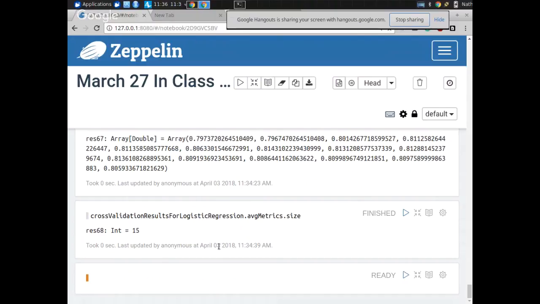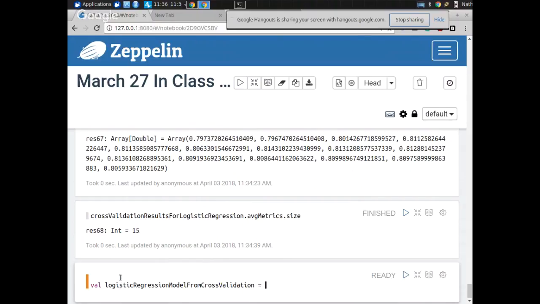So what we're going to do is take a val logistic regression model from cross-validation. And this is going to equal the cross-validation results here for logistic regression. And we're going to say dot, and guess what? It's not actually doing the autocomplete properly. It's called best model. That sounds encouraging, right?